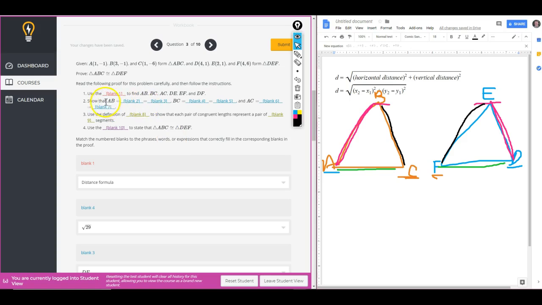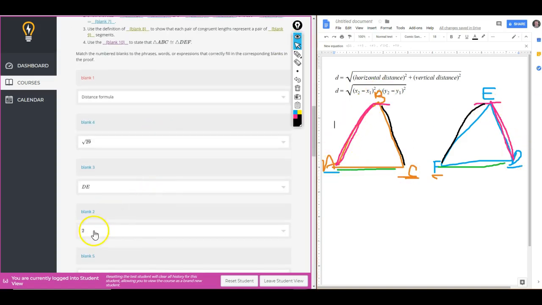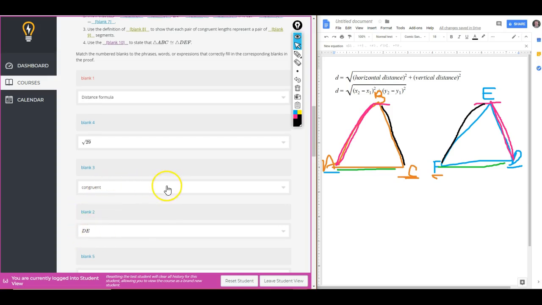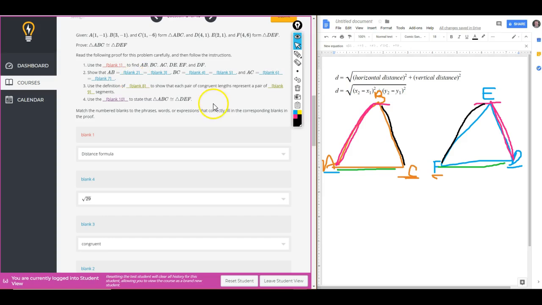So now we're looking at segment A, distance of AB is equal to blank. Well, distance of AB is corresponding to distance of DE, so blank 2 is going to be distance of DE, which is represented with the line not over it. And then the 3 is going to tell us how long it is. So let's find out the distance of DE.